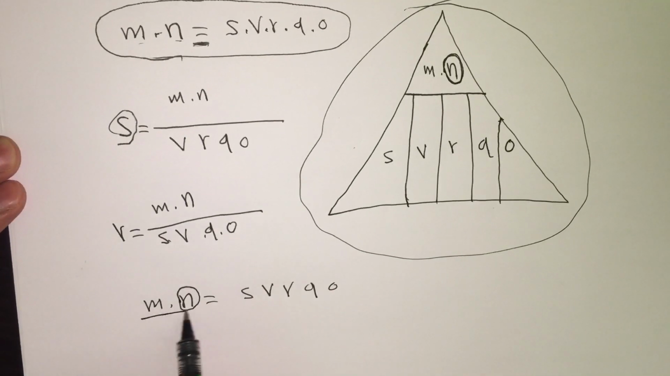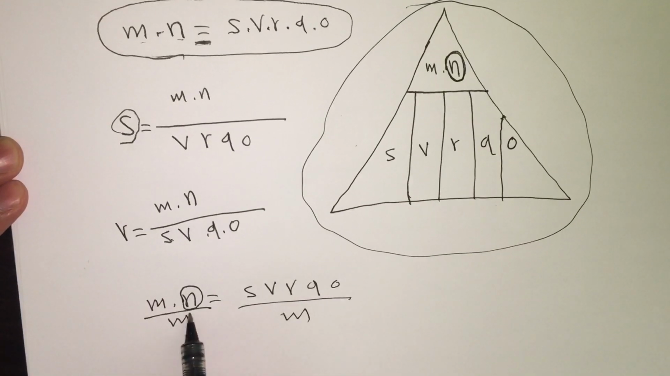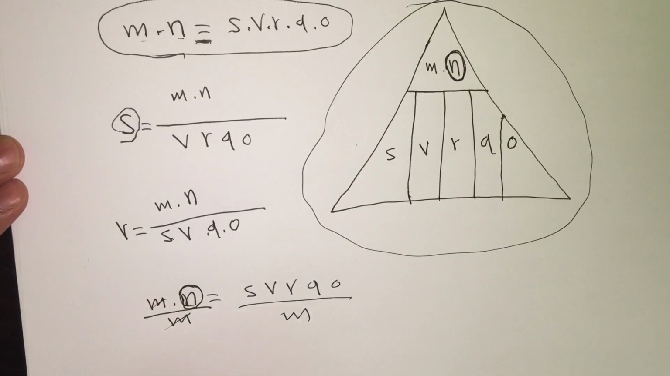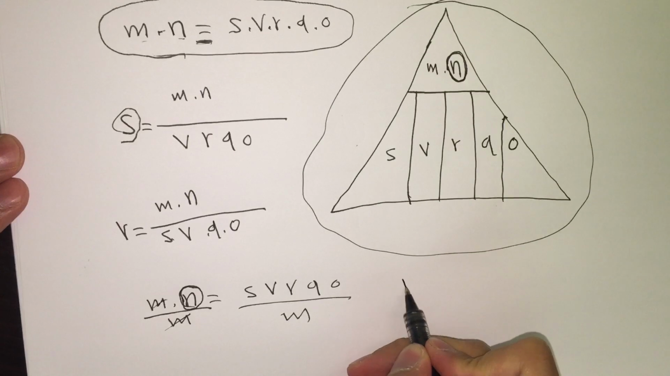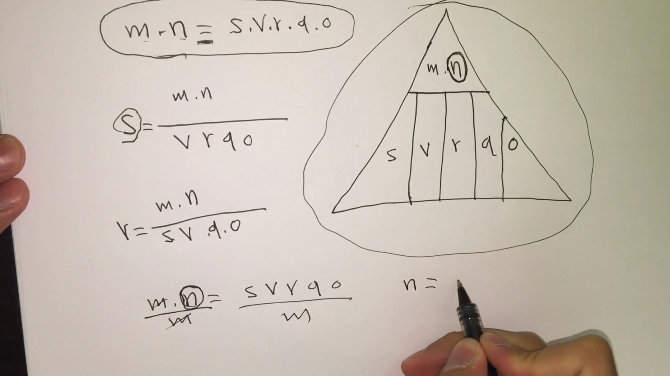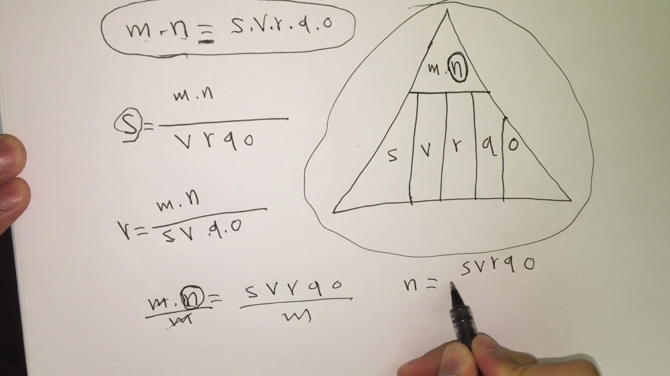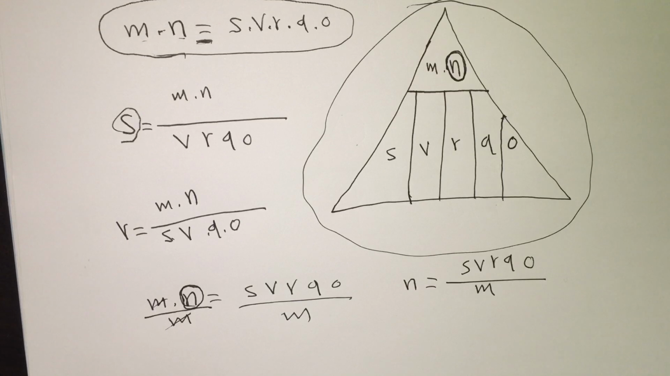We simply divide both sides by m to eliminate this m and to isolate the n that we want to find the value for. And we're left with, let me write this here, n equals SVRQO divided by m. And that's how it works.